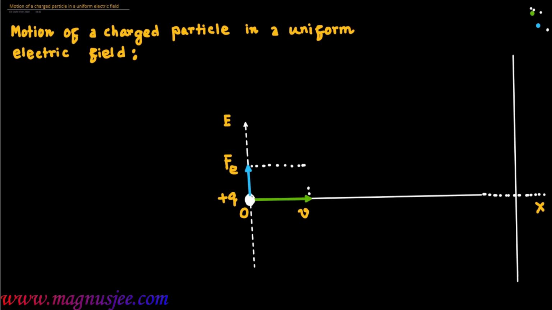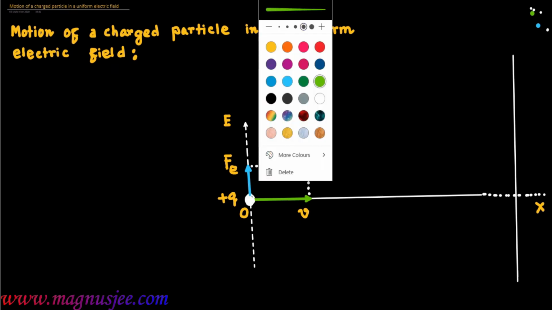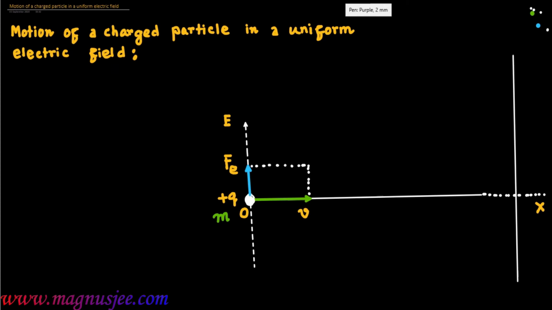Fe is the electrostatic force, and if we consider the resultant motion of this positive charge under the combined action of this electrostatic force Fe and kinetic inertia of the charged particle along x, the charged particle will travel. The resultant motion of the charged particle will be along this direction, denoted by violet color. That means the resultant motion of the charged particle will occur along this curved path in this uniform electric field.